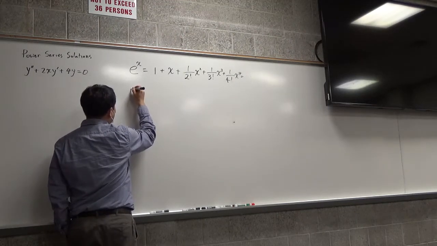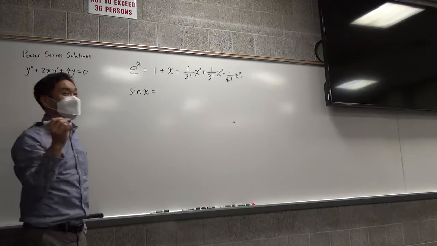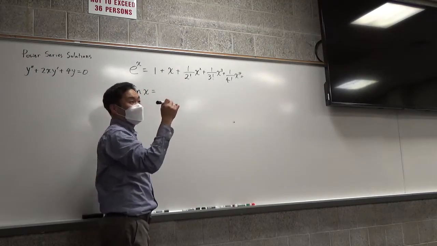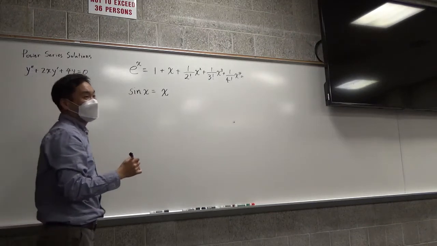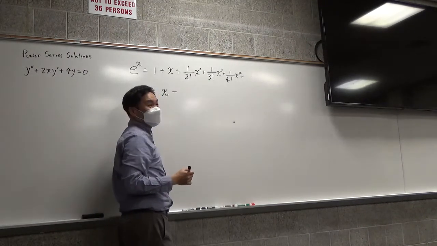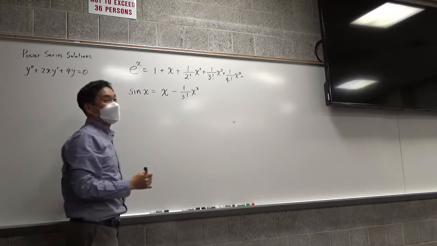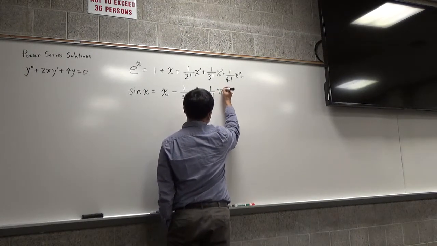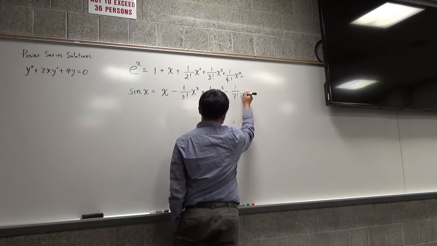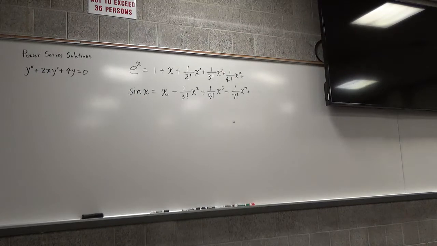Okay. Does anyone remember the Taylor series for sine of x? Anyone? Okay, let me put the very first one, x, and then what? Minus, take a guess. No one? All right. Next, minus 1 over 3 factorial x cubed, plus 1 over 5 factorial x to the 5th. All right. Minus 1 over 7 factorial x to the 7th. Okay. However, still there's a problem.